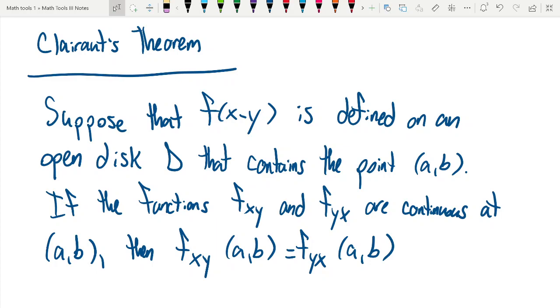So typically in examples that we'll look at, this will be satisfied. So we won't really need to worry about the order of differentiation if we're taking a mixed partial derivative, but it's just not something that we can take for granted, and we need to verify it if there is any doubt.